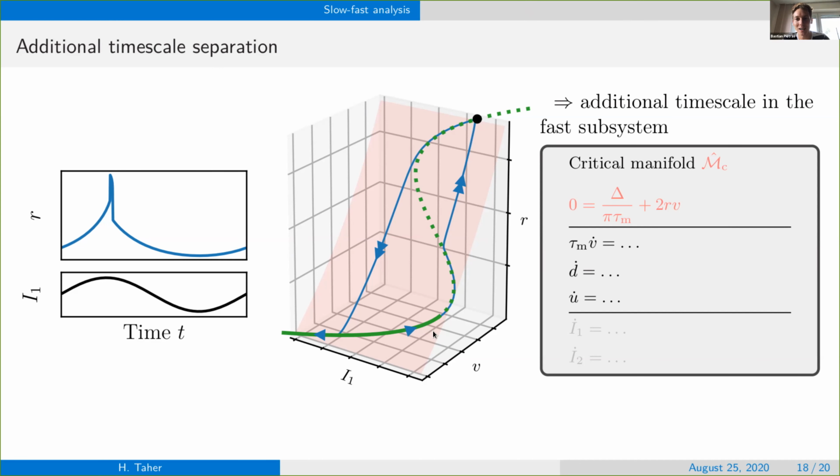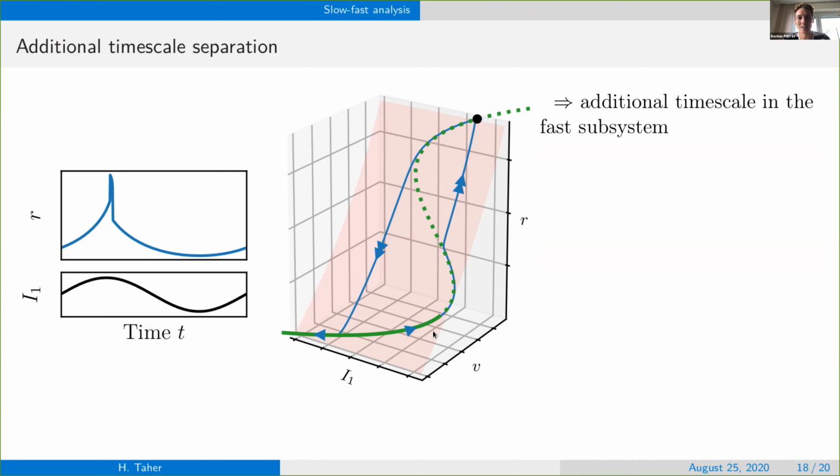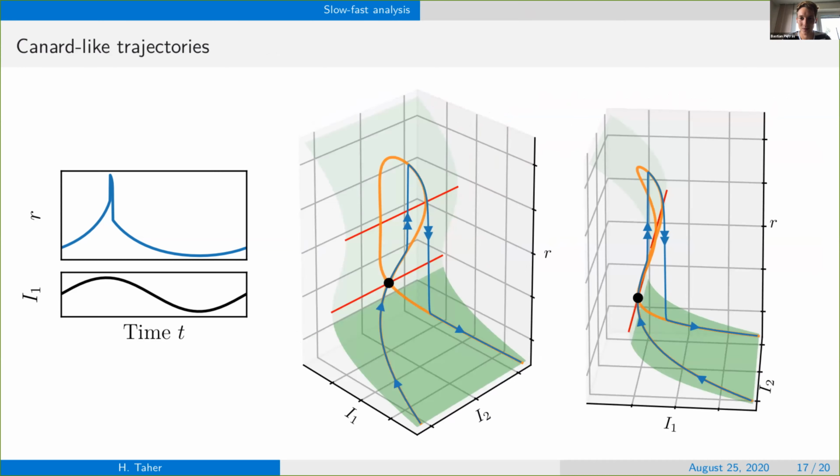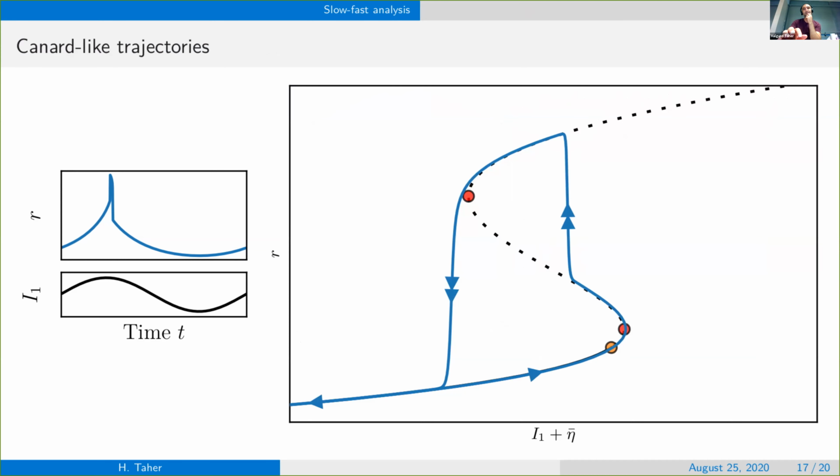Thanks for the interesting talk. Can we prevent your Canard solutions by introducing some randomness, which is very relevant in neurodynamics? He is probably speaking about these Canard solutions, or Canard solutions in general.